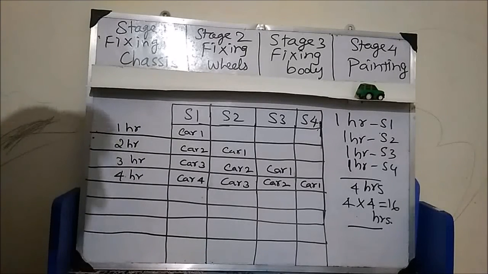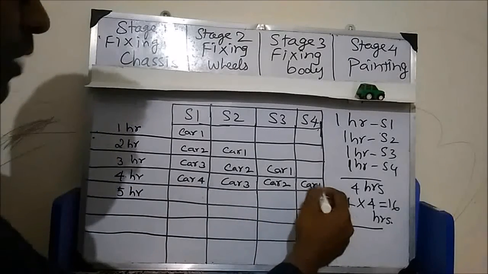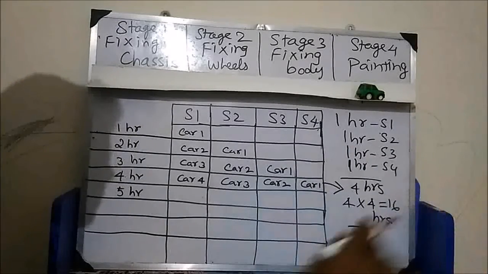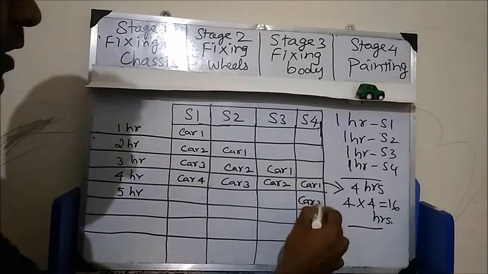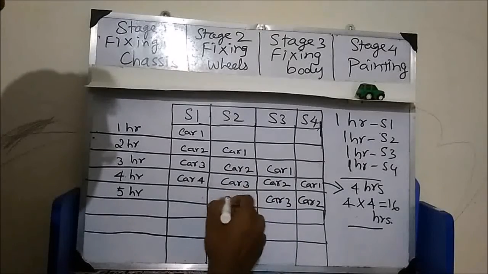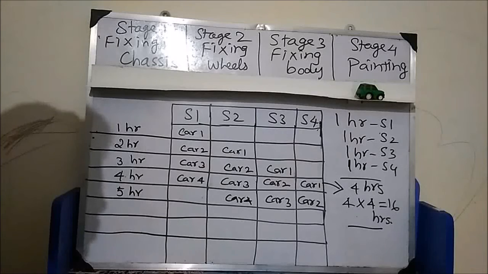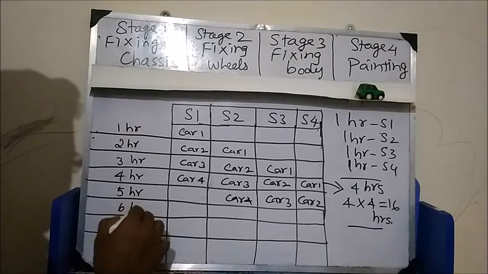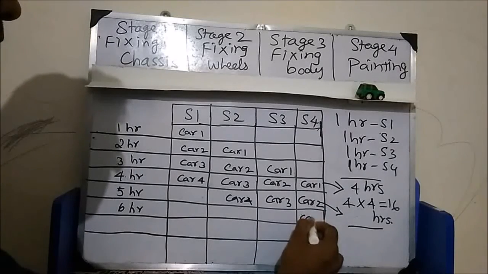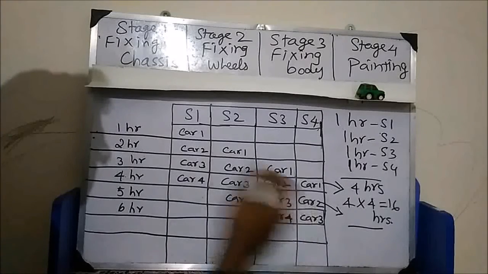Let's calculate how much time it requires. At the fifth hour, car 1 is completed. Car 1 moves out of stage 4, all 4 stages completed. Now car 2 enters stage 4, then car 3 enters stage 3, then car 4 enters stage 2. Now at the sixth hour, car 2 is completed, then car 3 enters stage 4, and car 4 enters stage 3.